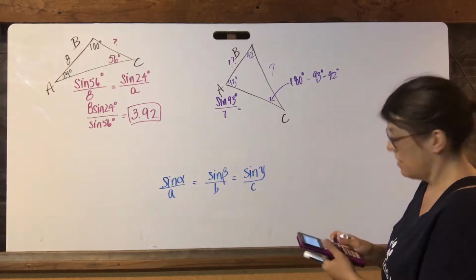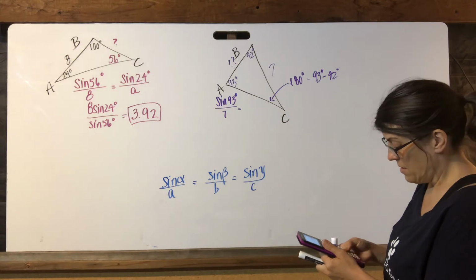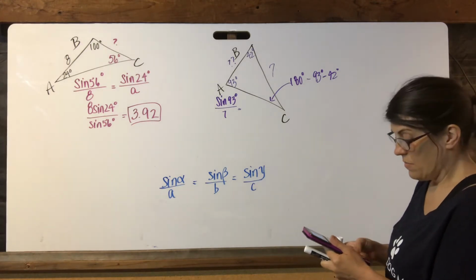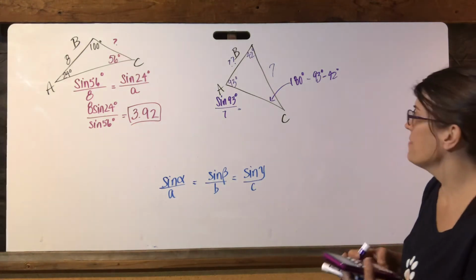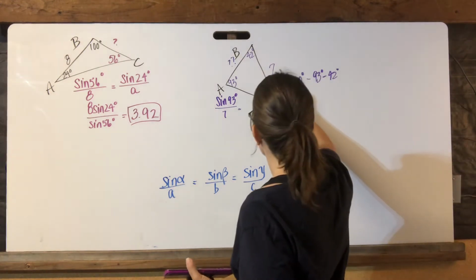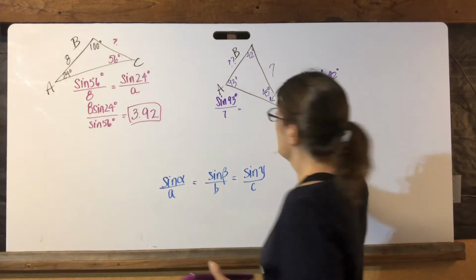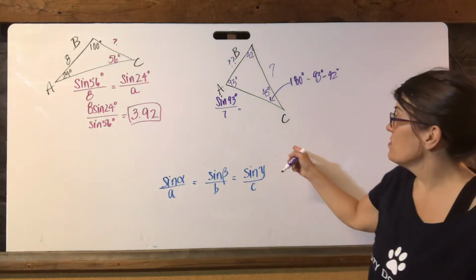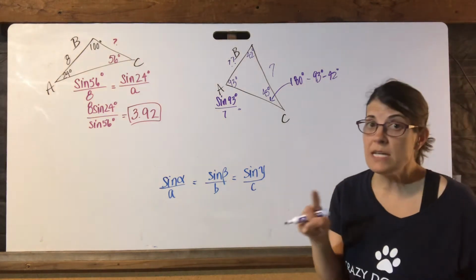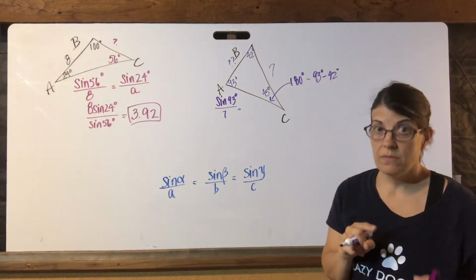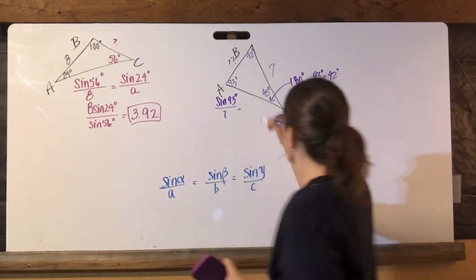Okay. 180 minus 93 minus 42 is 45 degrees. Oh, how funny is that? So I'm going to do the sine of 45, which is root 2 over 2.